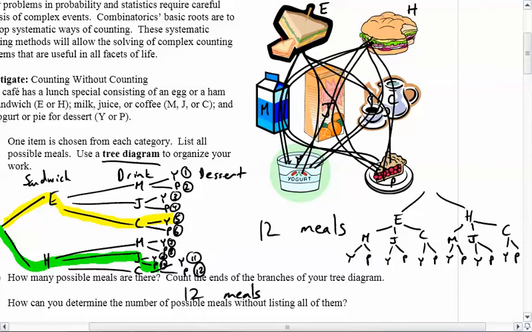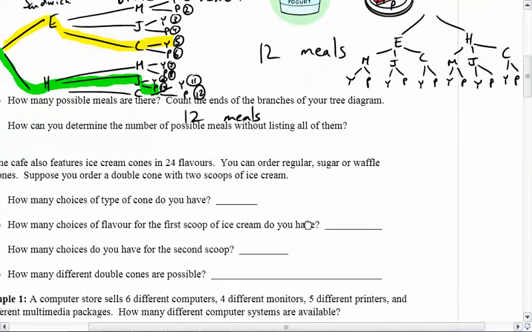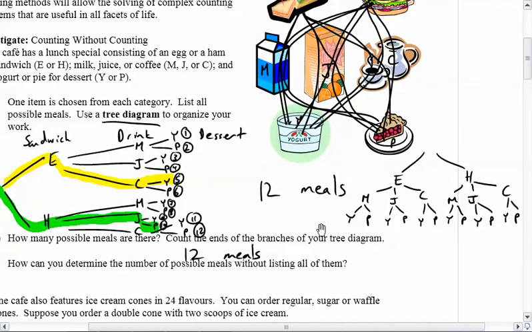Now, we can also use another method to find out all the possibilities without having to list them all, and that's called the fundamental counting principle. So we can just draw a line on our page to represent how many choices we have for sandwich. We can draw another line to represent the choices that we have for a drink, and we can draw another line to represent the choices that we have for dessert. So we've got 2 different sandwiches, 3 different drinks, 2 different desserts. If we multiply all those numbers together, we get the 12 meals.